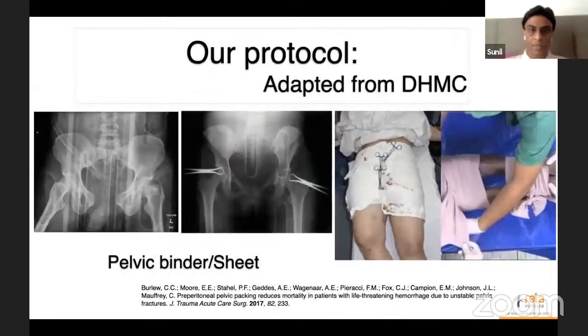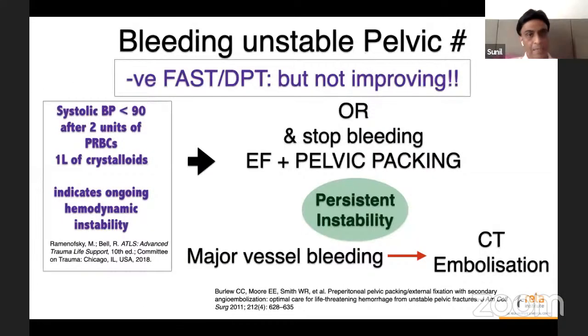Our protocol is adapted from Denver Health Medical Center, where I did a small fellowship. Our patients come in a pelvic binder, as I said, in the ambulance, but if we receive them in the ER straight away, we put them on a sheet. We institute a massive transfusion protocol if required, in a ratio of 1:1.